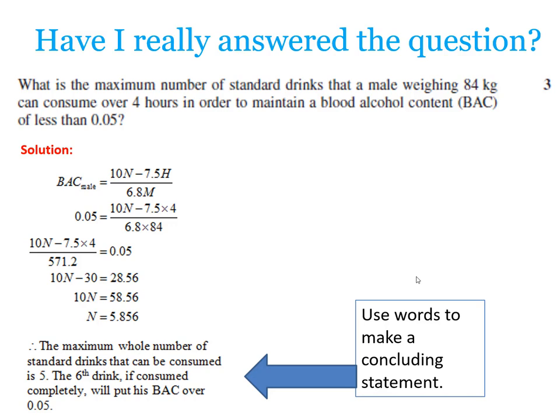The 3rd mark was dedicated to that little conclusion at the end. Just writing 5 drinks or 6 drinks wasn't enough to score 3 out of 3, and it wasn't a case of rounding up, it actually was a case of rounding down.